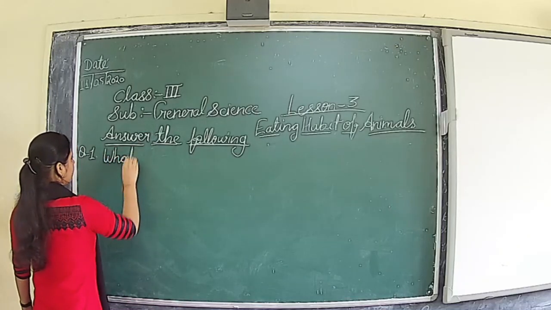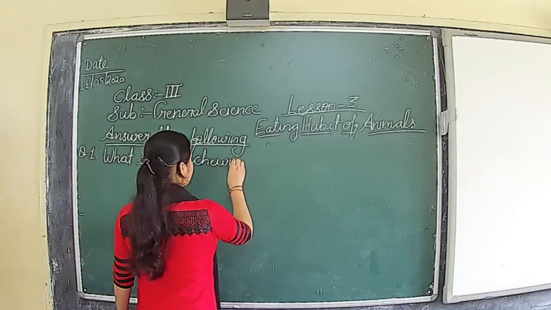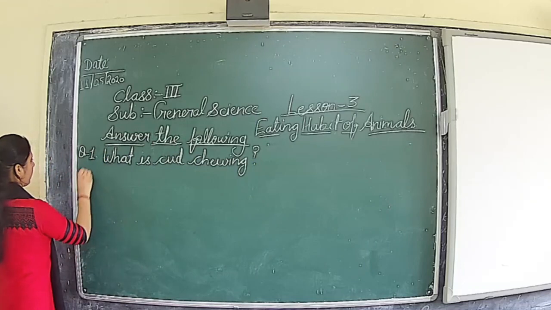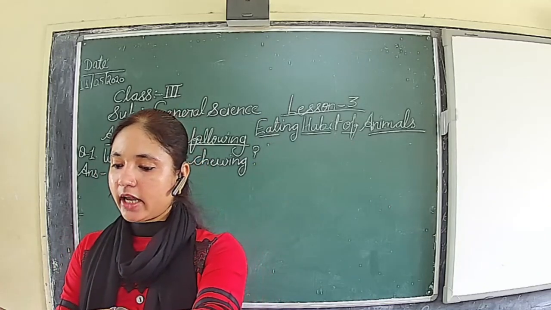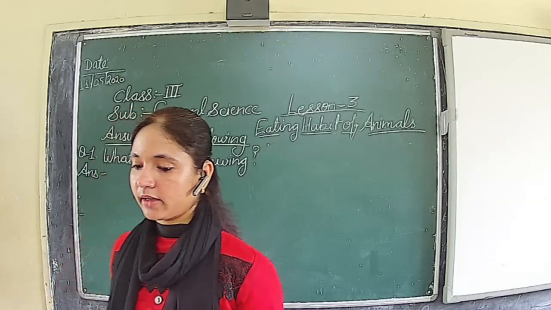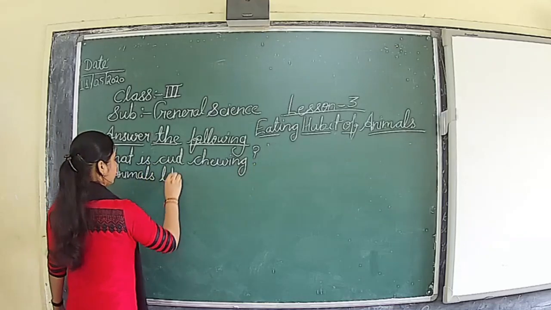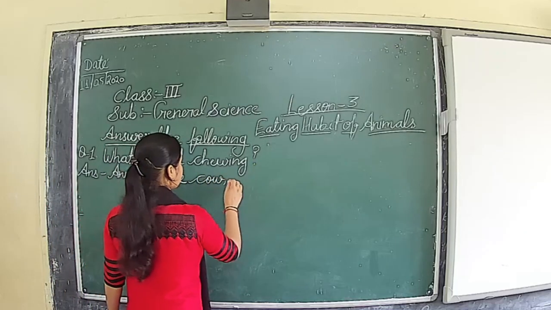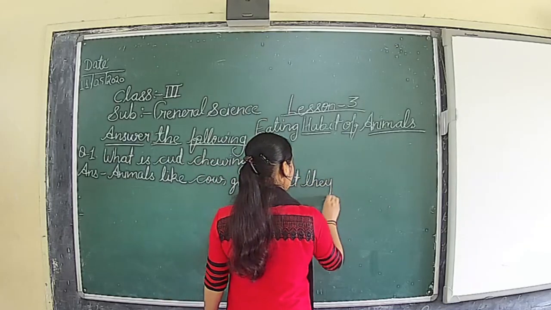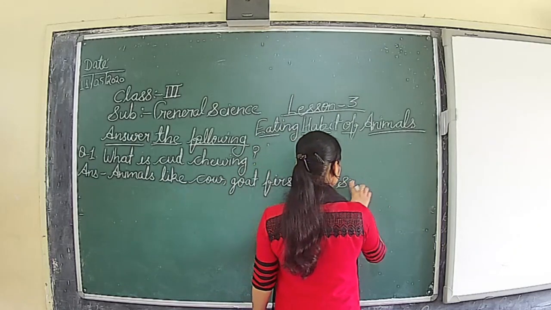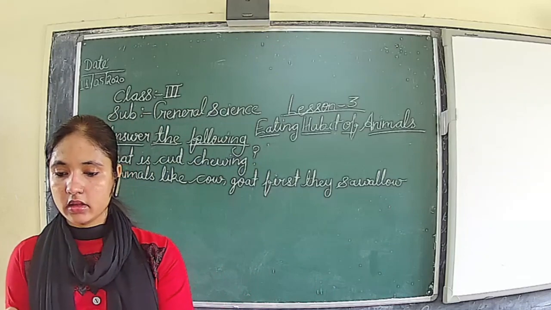This answer is somewhat long because it is a slow process, and at least you have to write the main points here. We have to explain the process only. So here we have to write animals like cow, buffalo and goat. First they swallow the food as a whole, without chewing it.